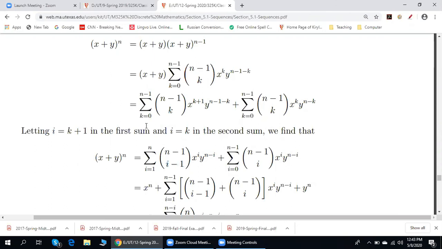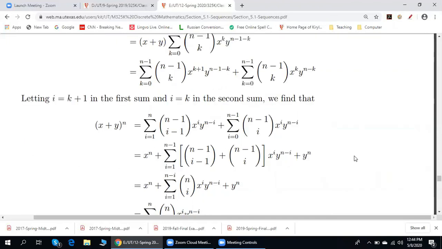And here we start from 0. But if k is 0, i is 1. Here we put 1. If k is n minus 1, i is n. Here we put n. Note that this sum can be rewritten in the following way. Sum from 1 to n minus 1. It's exactly what is written here.